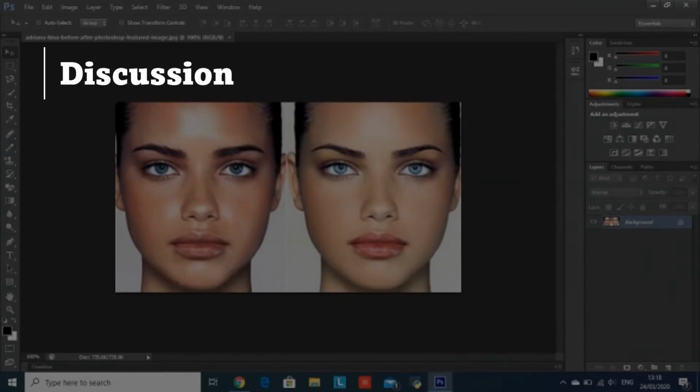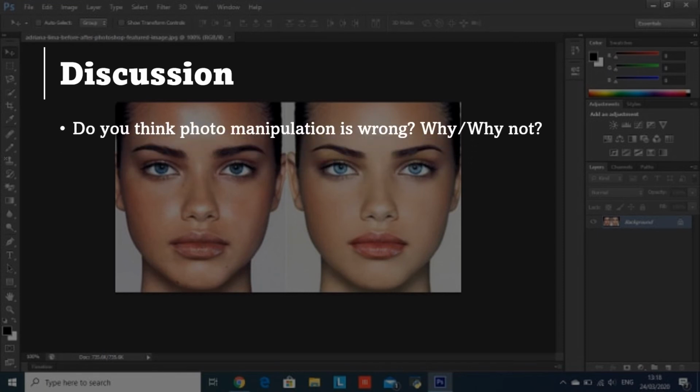Now, let's discuss further. Do you think photo manipulation is wrong? Why? Or why not? Well, you see, photography is an art form. A photograph is an artistic expression of the photographer's emotions, feelings, and ideas, which is part of the artistic process involved in creating it. So, what do you think?